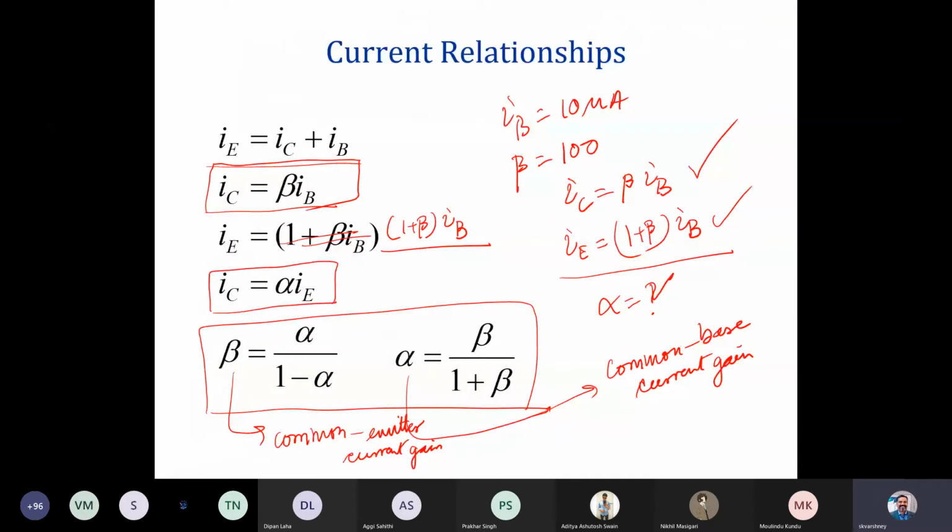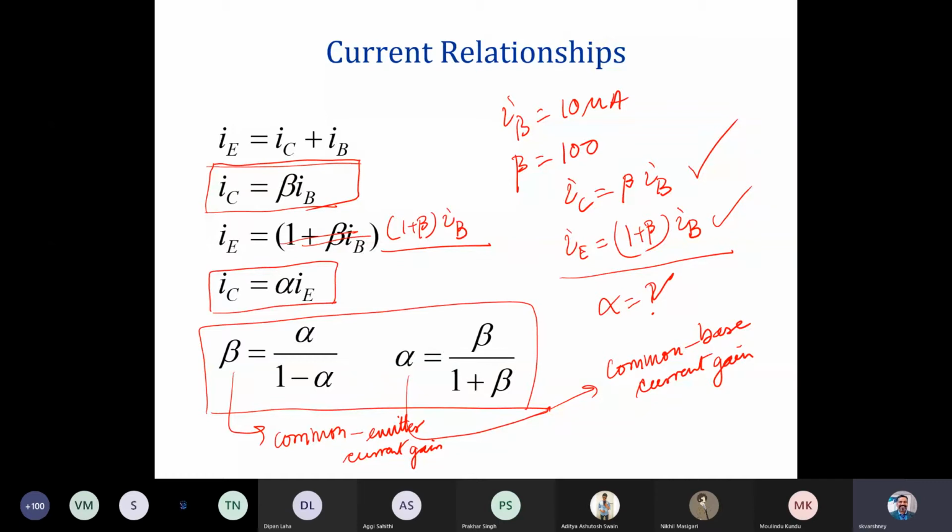So this is a kind of summary of the currents. What you see is that the emitter current is the sum of both the collector and base current. So the emitter current, what flows into the BJT, is always greater than the collector current, right? And we can relate the collector current and the base current.